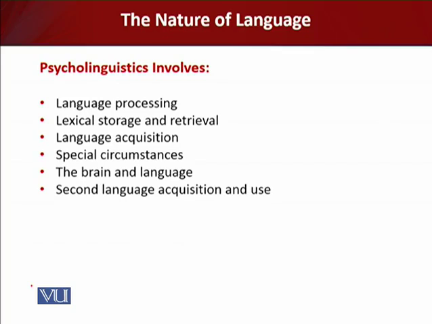Then we have language acquisition. That is how language is first learned and used by children. For example, learning the rules of grammar and how to communicate with other people.